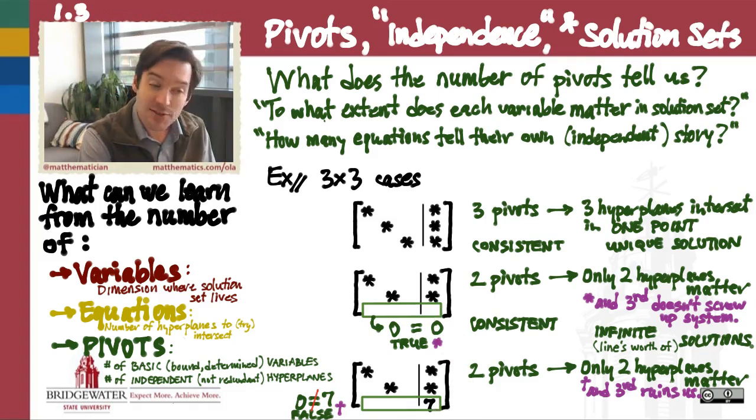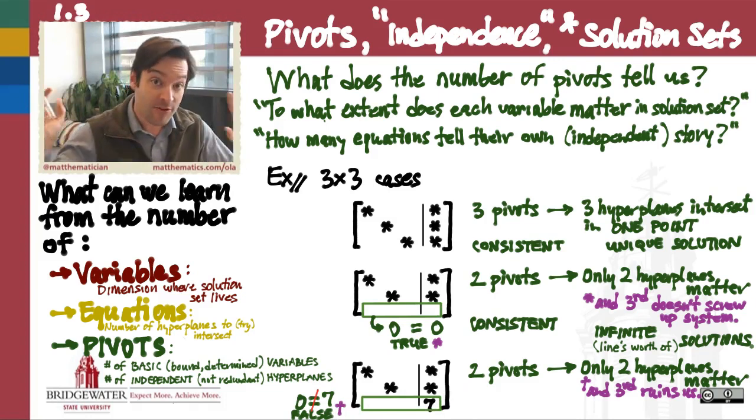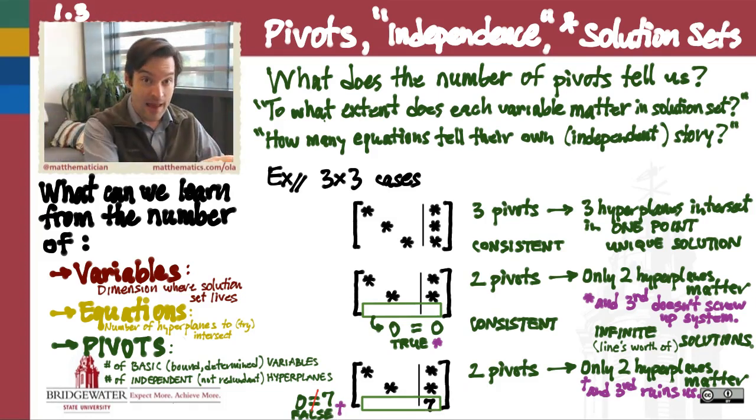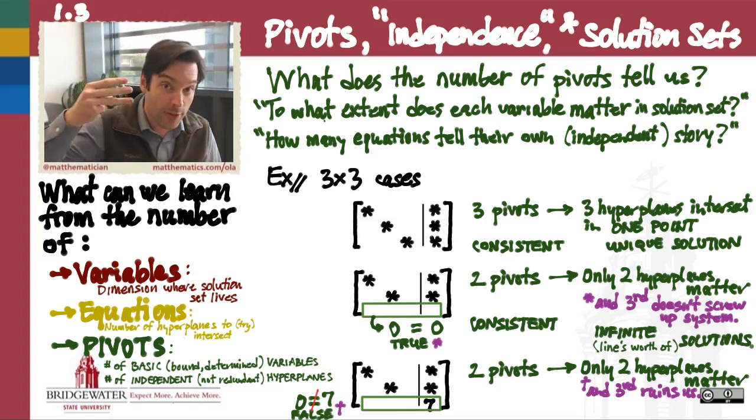Then that's going to screw me up, because it's still going to tell me that only 2 of my hyperplanes are really going to matter to my solution. But that third equation, 0 is equal to 7, is not a true statement. That third equation can never be satisfied for any choice of x, y, and z. And therefore, there's no choice of x, y, and z which is going to satisfy all 3 of the equations in my original system.